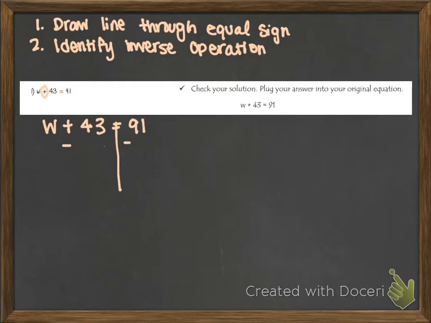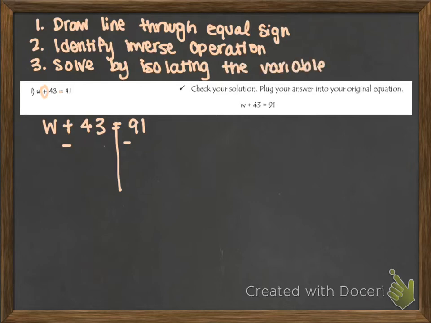Then step 3 would be to solve by isolating the variable. Our goal in solving is to isolate the variable, get the variable by itself. So if the variable is being added by 43, we are going to use the inverse operation and subtract 43 on both sides to get the variable by itself. Then 43 minus 43 becomes 0, so that goes away, and we just have W left over on this side. And then we subtract like normal.